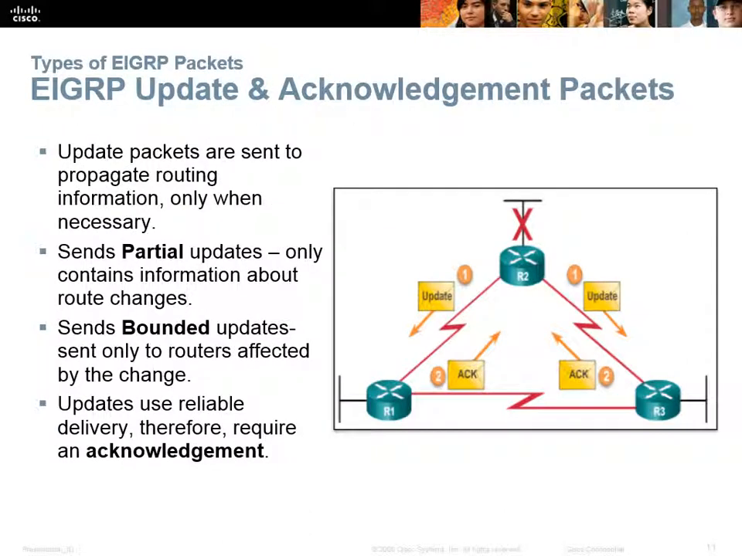What happens is, in this instance, router 1 and router 3 can communicate to router 2. Router 2's network behind it can no longer communicate. So router 2 sends an update message to router 1 and router 3 saying this network is no longer here. They respond with the acknowledgement saying, we understand. Does that make sense?